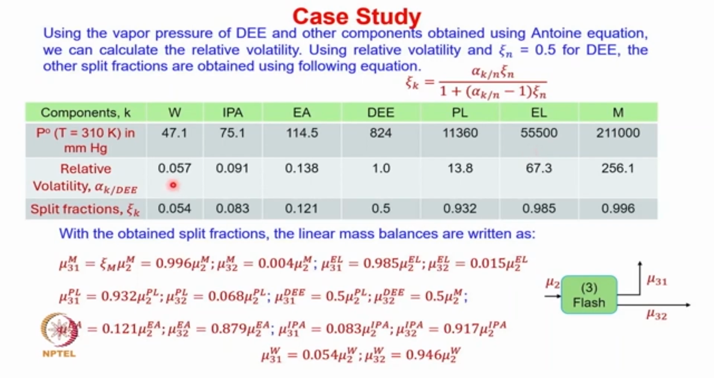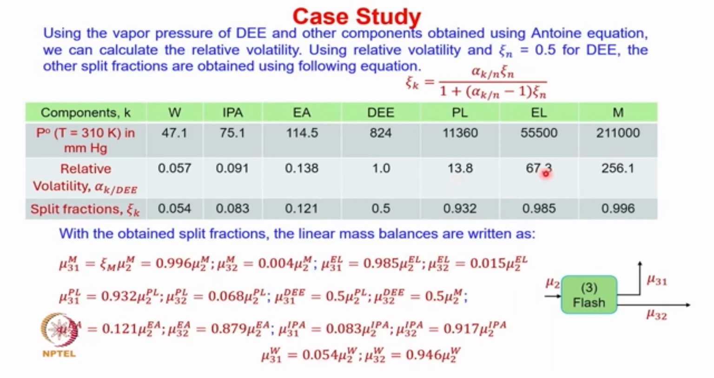So in this case, the relative volatility, if you do the calculation, comes out to be 0.057, 0.091, 0.138, 1 for diethyl ether, 13.8 for propylene, 67.3 for ethylene, and for methane that will be 256.1. So you can see that predominantly in the vapor stream, primarily we will have propylene, ethylene, and methane, and also some amount of ethyl alcohol.